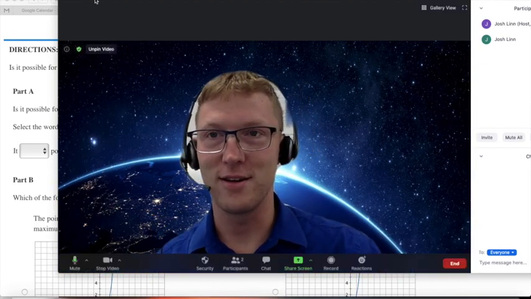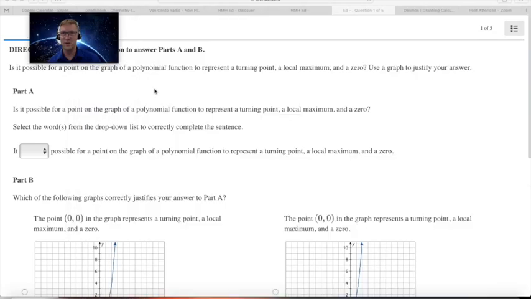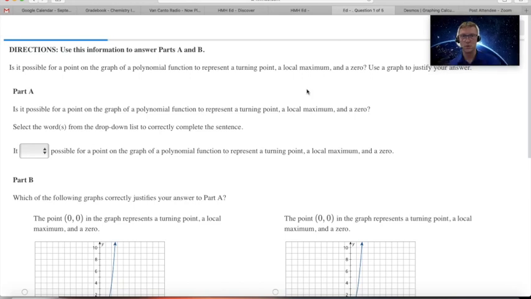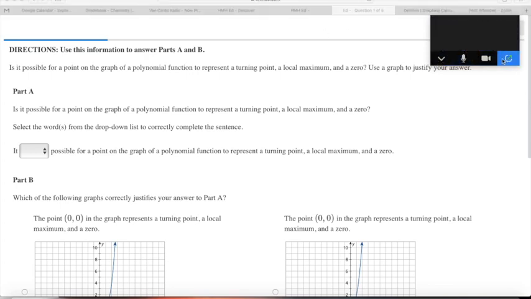Alright, let's get started. So, this is our Check on Learning for section, what is this, 3.2. Yeah, 3.2, Analyzing Graphs. So, let's get.